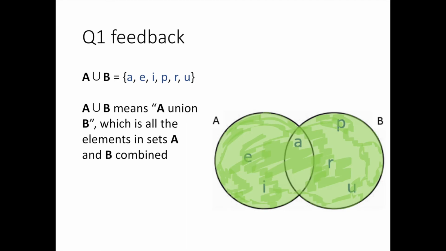Okay, now let's have a look at the answers to the 4 questions so you can see how you did and also so you can learn from your mistakes and do even better next time. Question 1 feedback. The answers were A, E, I, P, R and U. This question was A union B, which is all the elements in sets A and B combined, as shown shaded in this diagram.